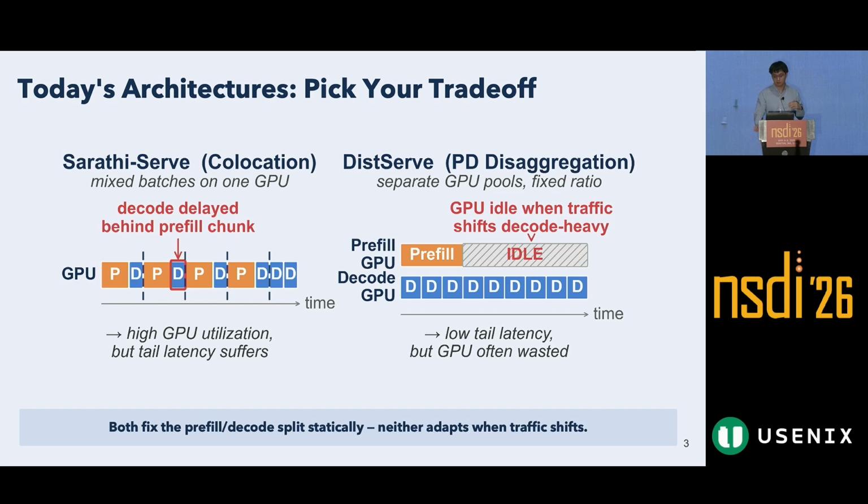On the right, there is PD disaggregation. It separates prefill and decode into different GPUs, using a high-end network like RDMA to connect both GPU pools. It is very good for decoding latency. However, the prefill-decode ratio is a key issue. Usually it's fixed at deployment. If the ratio is not configured well, it will lead to idle GPUs. For example, for decode-heavy tasks, it's very easy for the prefill GPU to stay idle.